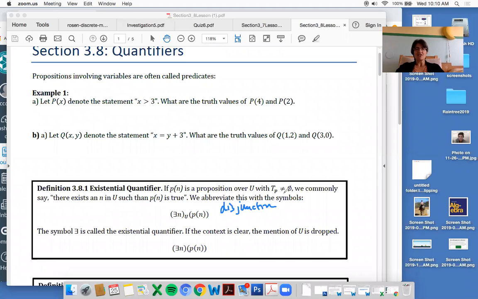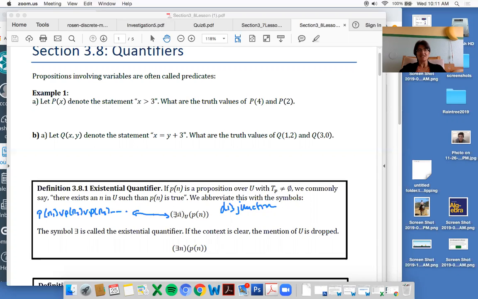Right, so as long as you have a universe, a proposition over a universe where the truth set of the proposition is not empty, it's not the null set, then you can see there exists an n in the universe where p is true for that n. Okay, so basically you're saying that I could have p of n1 or p of n2 or p of n3 and so on. That is true. So that's basically saying the same thing.